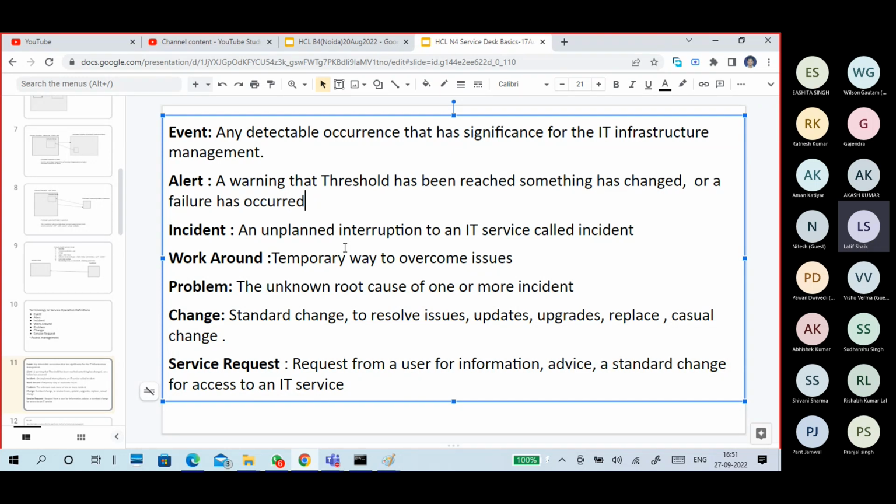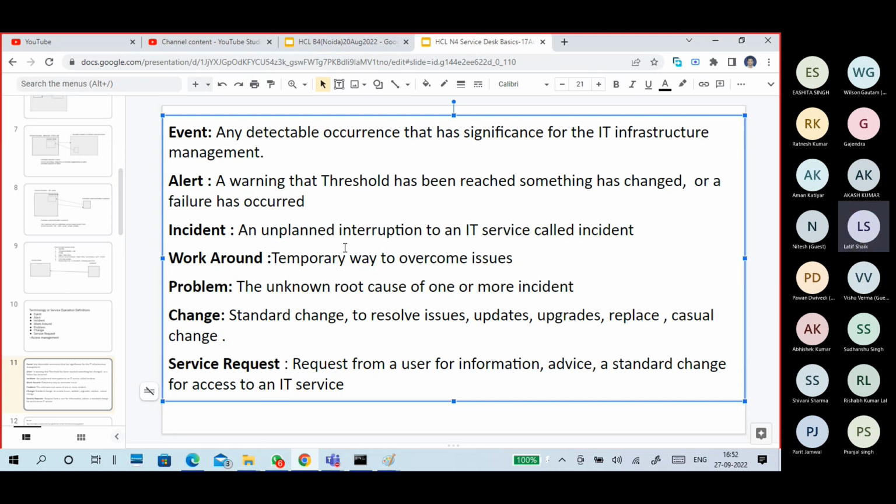Repeated incidents or multiple incidents, find the root cause. Find the permanent solution, implement the permanent solution, and then the number of incidents will be reduced. Sometimes we require a change of something, so that we can fix the issue permanently.